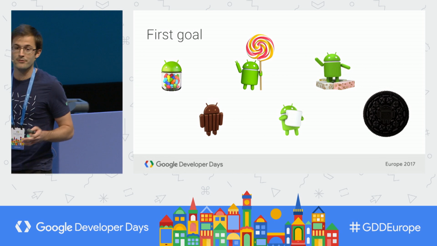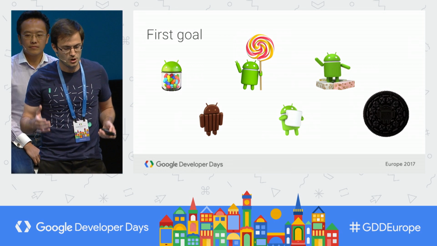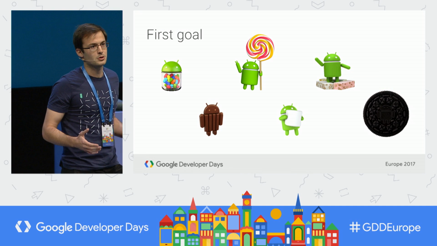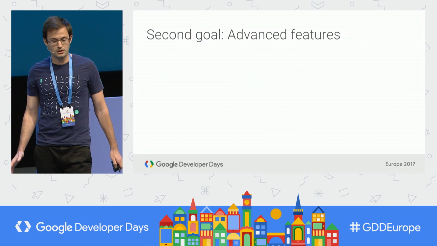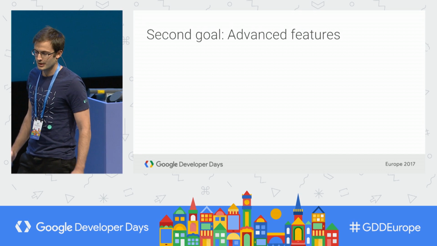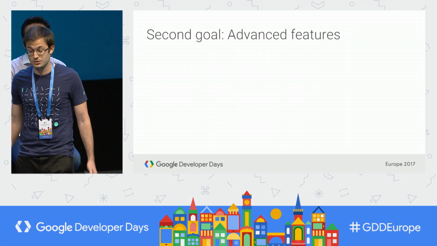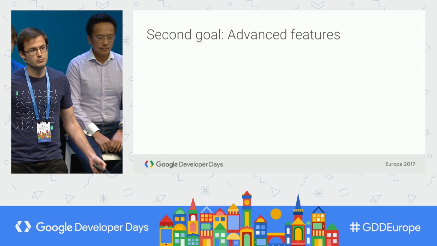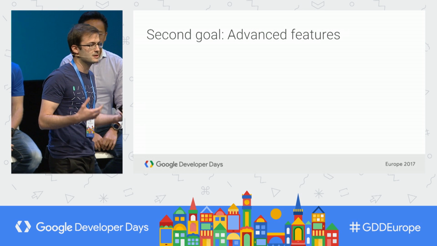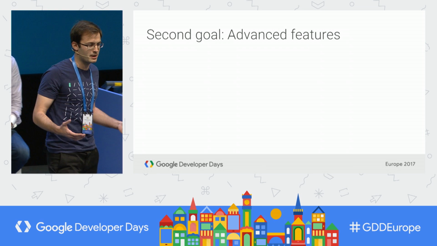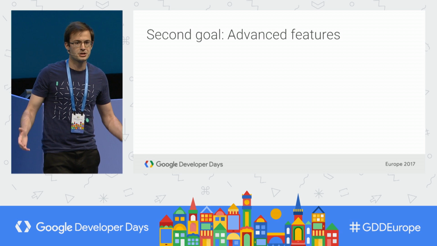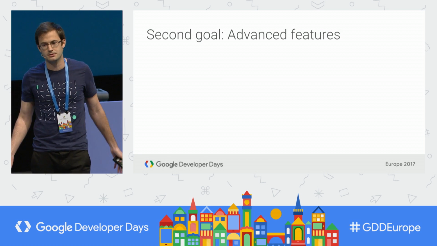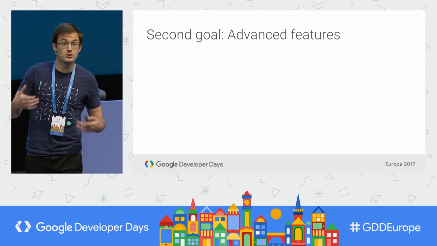Most ExoPlayer functionality works from Jelly Bean onwards. That covers the vast majority of Android devices. Our second goal in the list is to provide advanced features. So you already possibly know that ExoPlayer provides some features not currently supported by the media player API. This includes DASH, SmoothStreaming, persistent caching. There are others, but we are also constantly working to add new features.